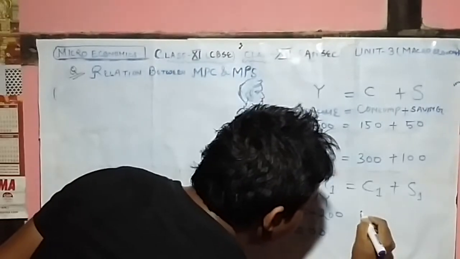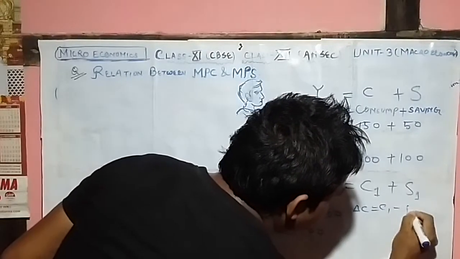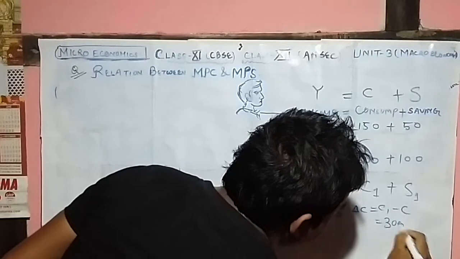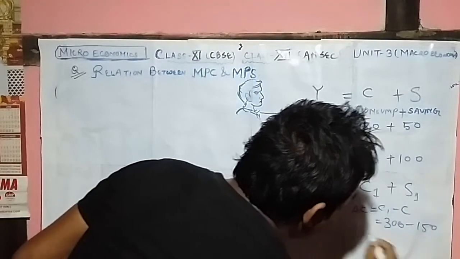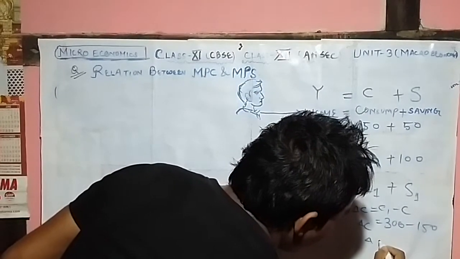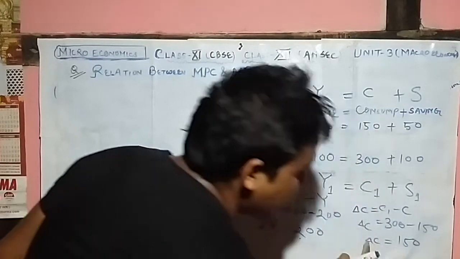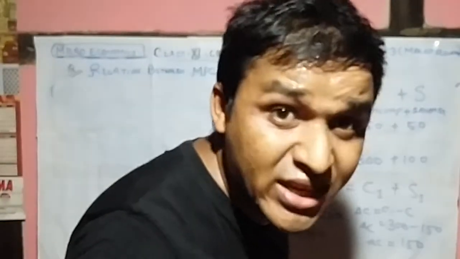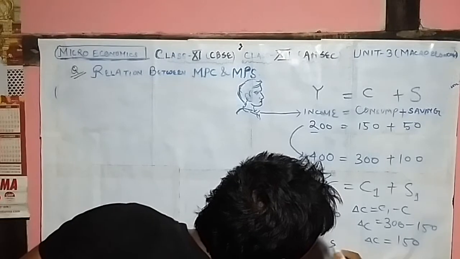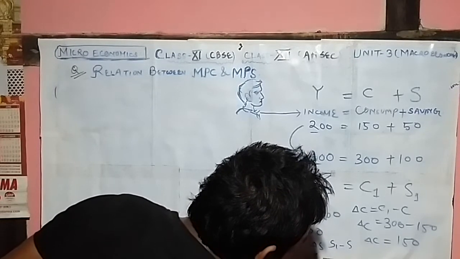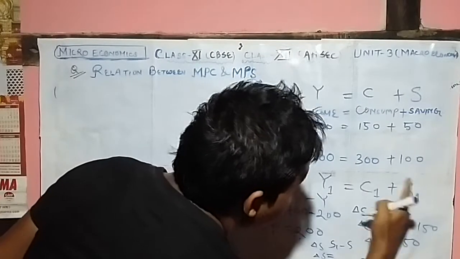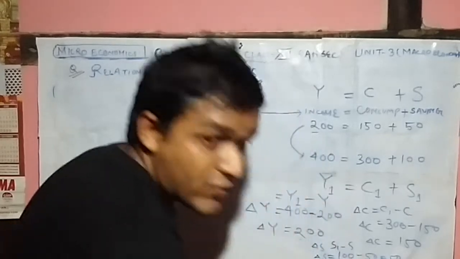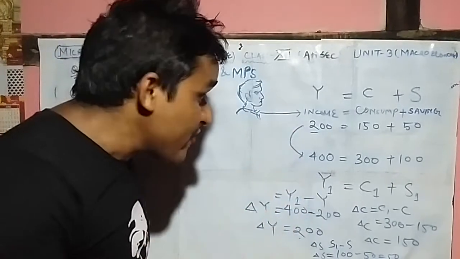Similarly, we can find the change in consumption. Delta C equals C1 minus C. C1 is 300 and C is 150, so delta C is 150, meaning the change in consumption is 150. Then similarly for saving: delta S equals S1 minus S. S1 is 100 and S is 50, so the change in saving is 50.